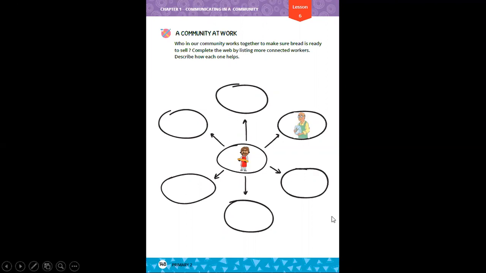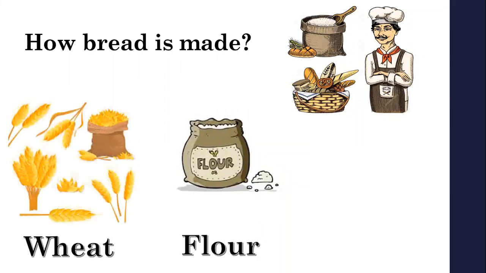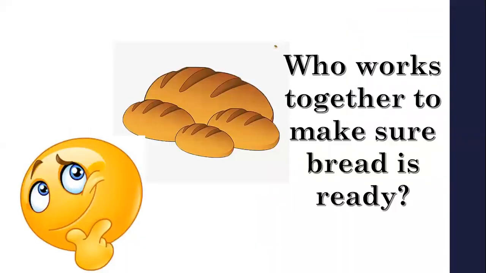We want to complete this web of the baker and try to know who are the members in the community communicate with the baker. Firstly, let's remember how bread is made. The flour is made from wheat, and then the flour is used to make the bread. Now, let's think who in our community works together to make sure bread is ready to sell.